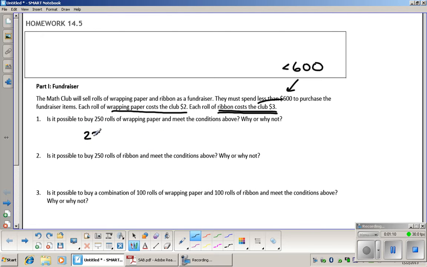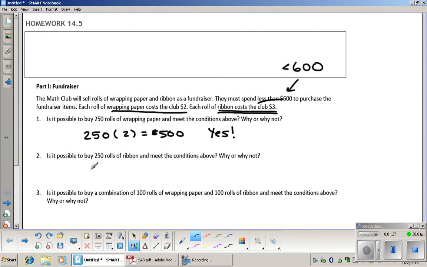So let's find out how much 250 rolls of wrapping paper would even cost. I'm buying 250 rolls of wrapping paper. Wrapping paper costs $2 each. We're looking at a multiplication problem. That's $500, which is under budget. So the answer ultimately is yes, I can.